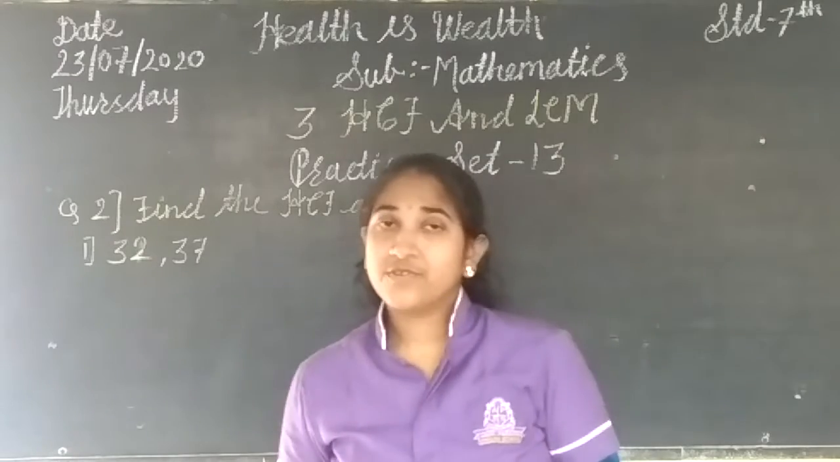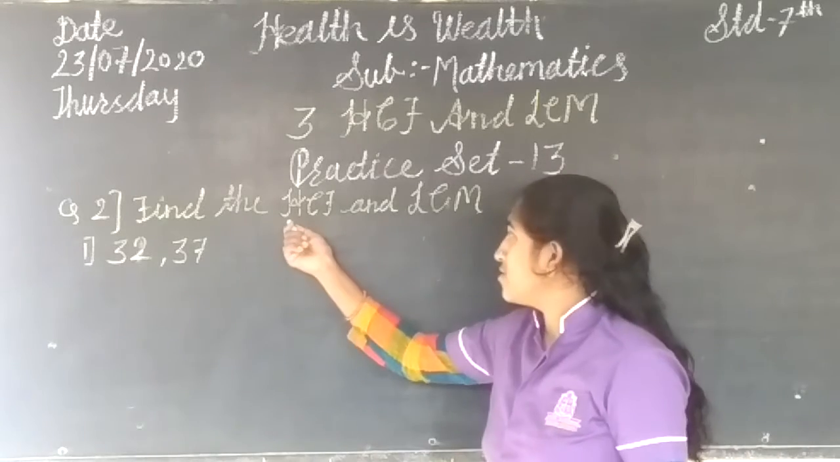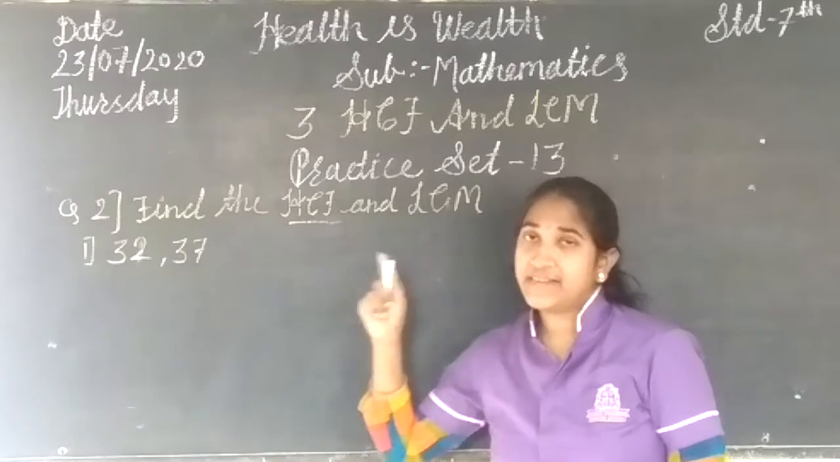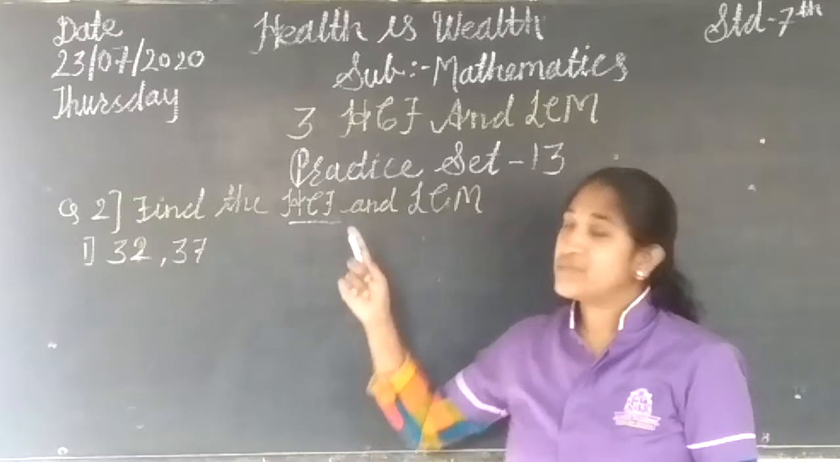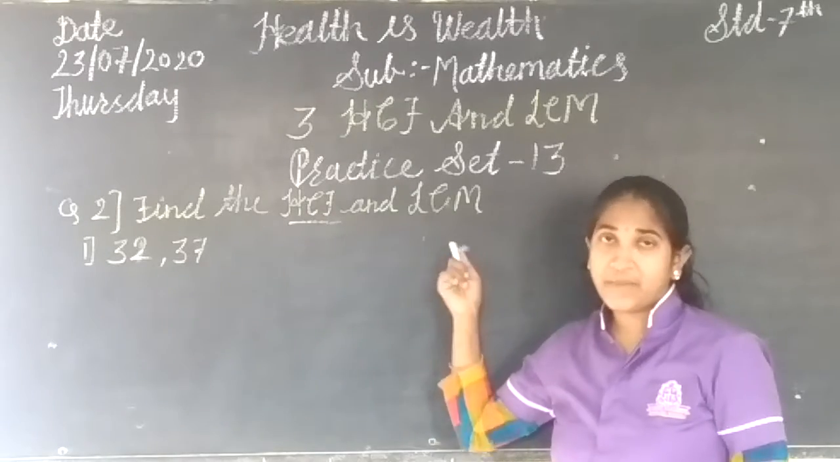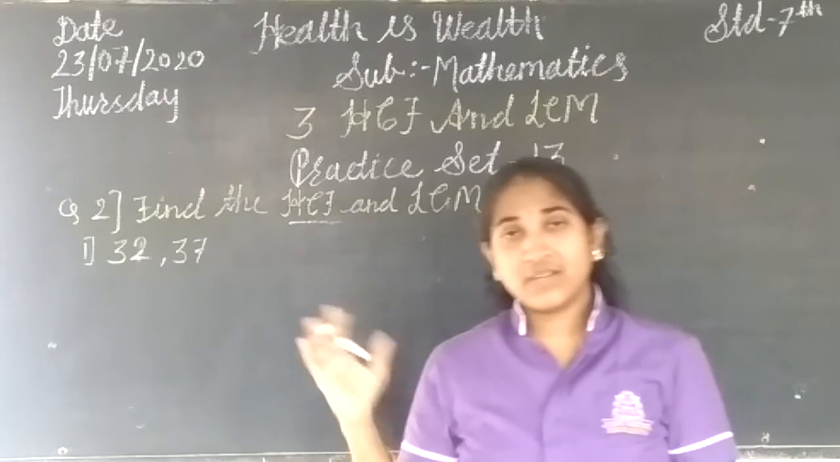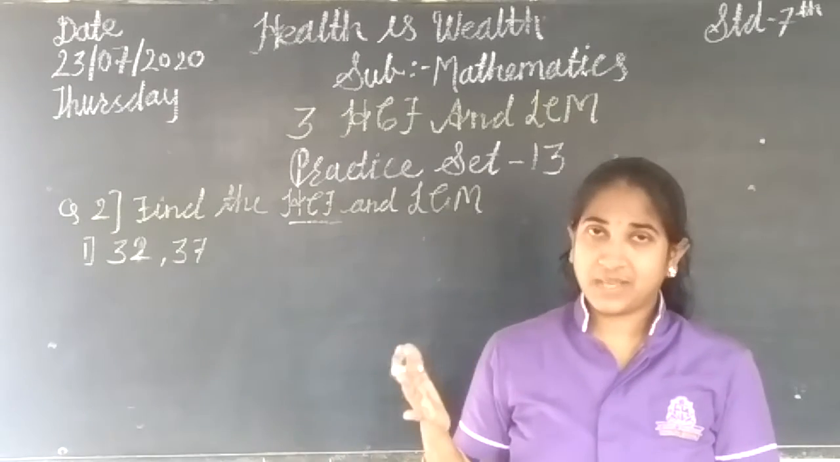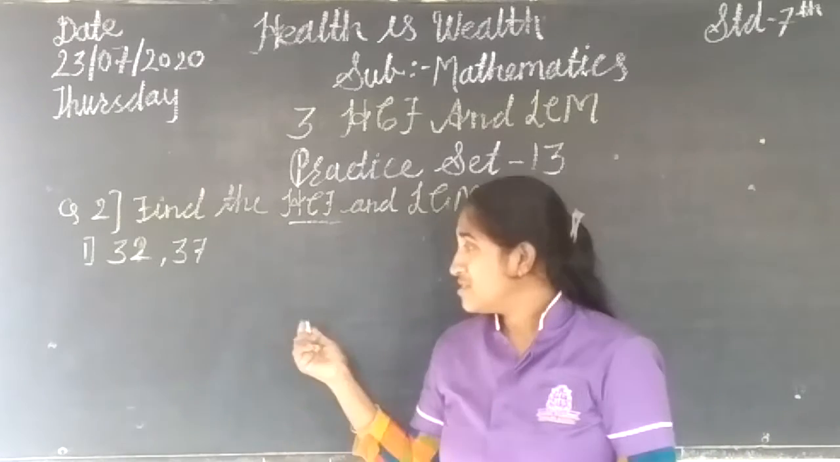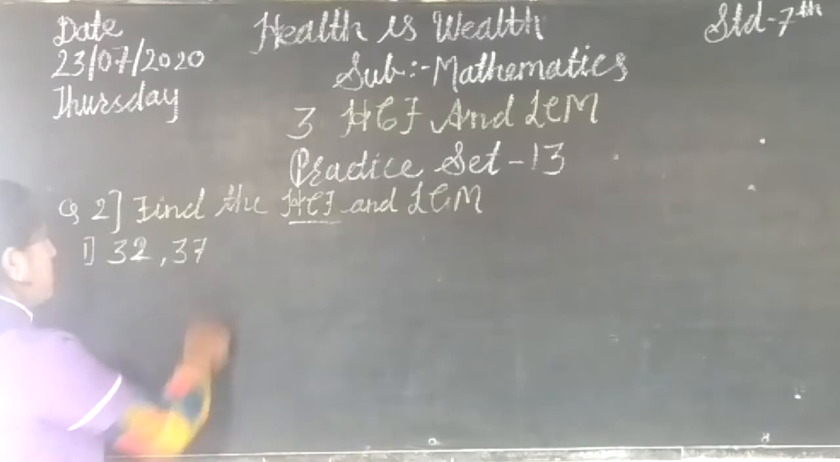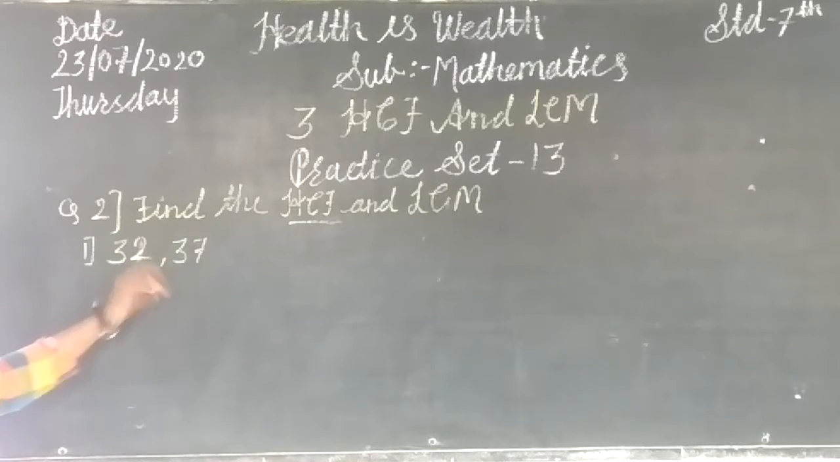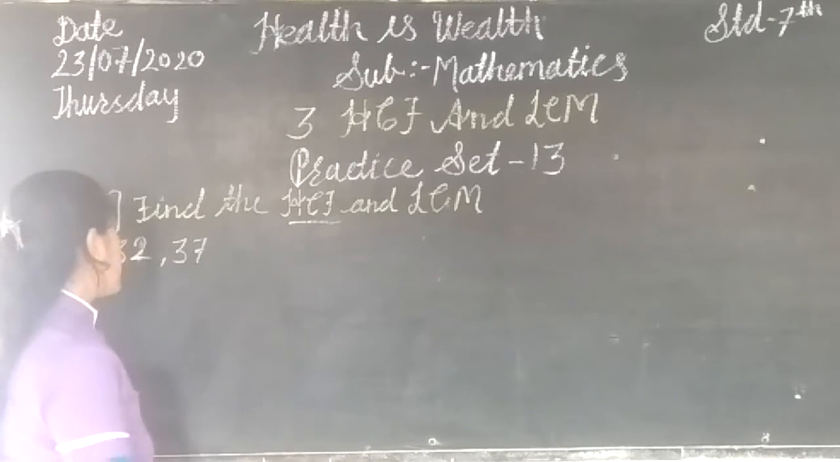Now in that, what do we have to do? First we have to find the HCF and LCM, and we have to verify that the product of this HCF and LCM and the product of the given numbers are equal or the same. The first question gives 32 and 37. We have to find the HCF and LCM of these. How can we find it?